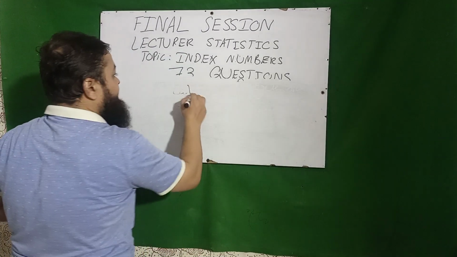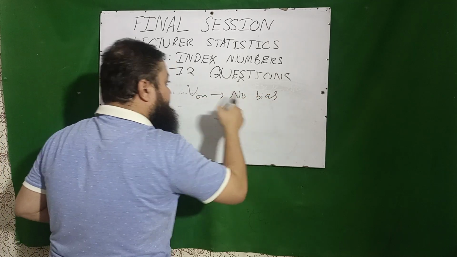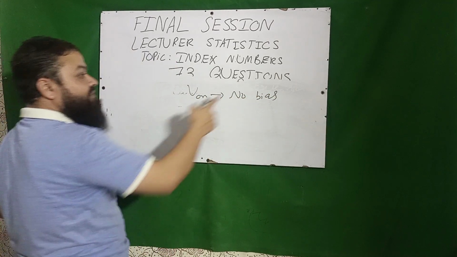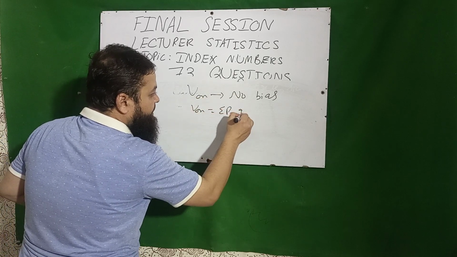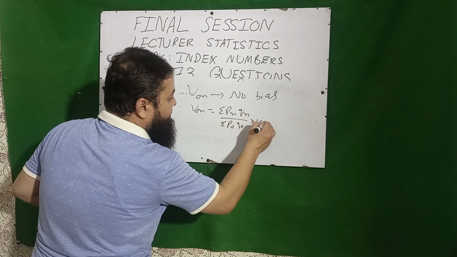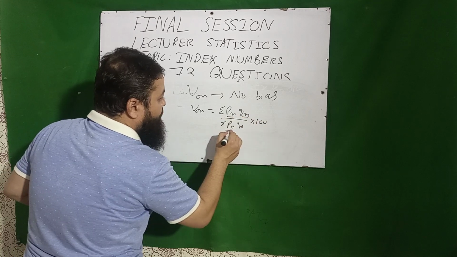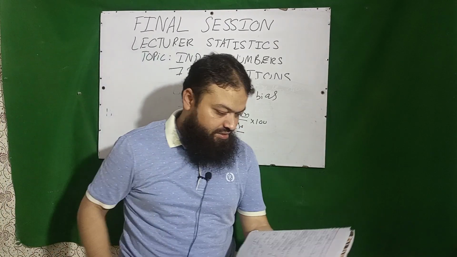And the value index number has no bias. And the interview question is very important: why does the value index number not have any bias? Because its formula is summation Pn Qn over summation P naught Q naught multiplied by 100. New price with new quantity, old price with old quantity, it's a good one. That's why it has no bias.